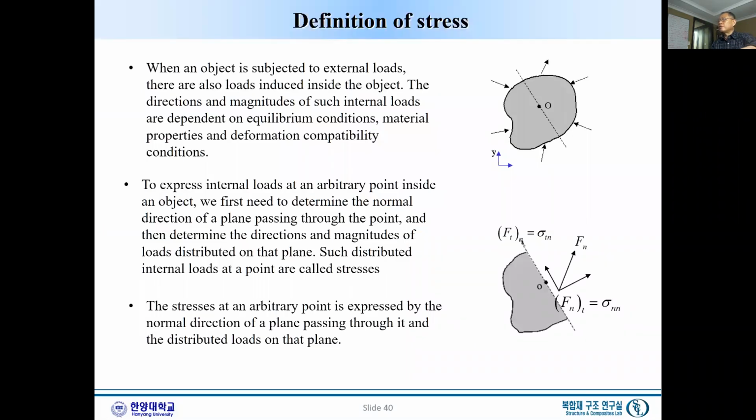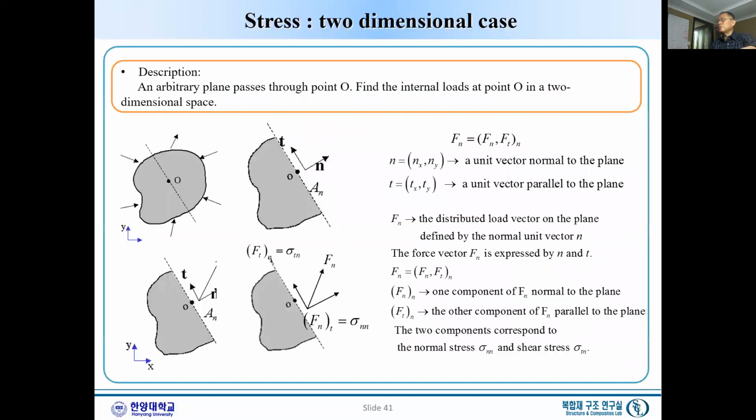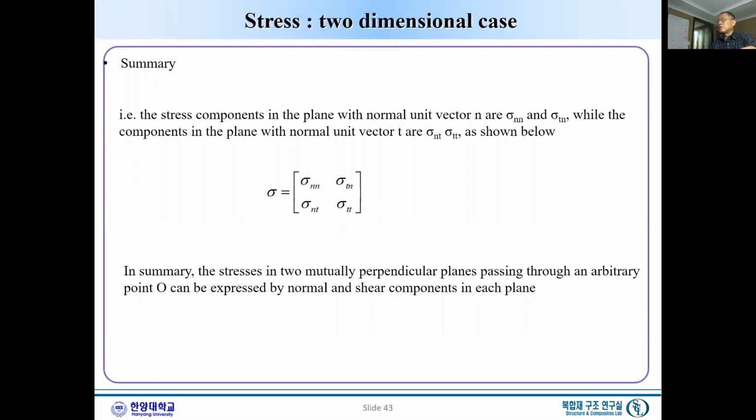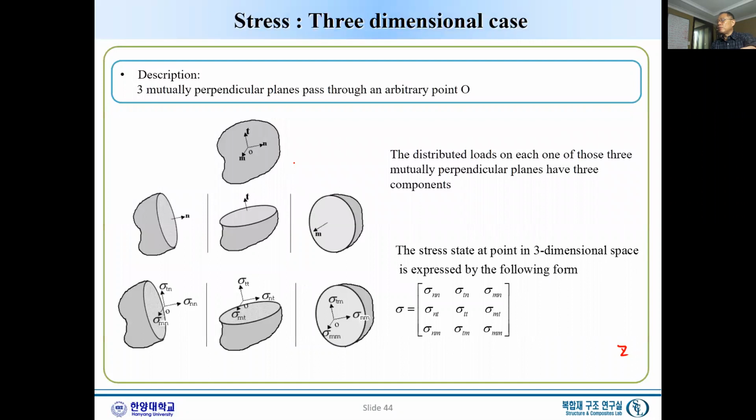And again, the stresses are defined in a body at a point. Now to express that stress at a point, we define a stress matrix, which is a second order tensor. In 2 dimensions, we need to have a 2 by 2 matrix, and in the 3-dimensional case, we need a 3 by 3 matrix, again, to indicate the stress at a point.